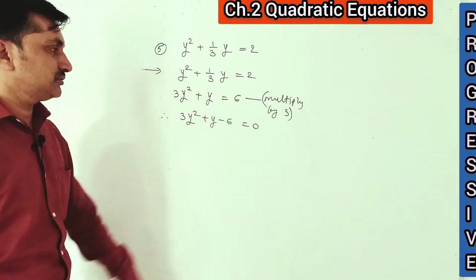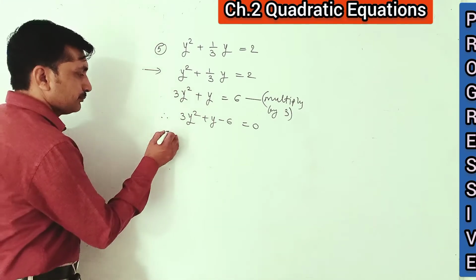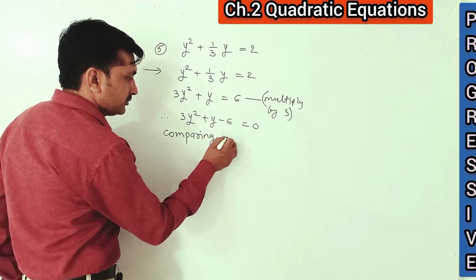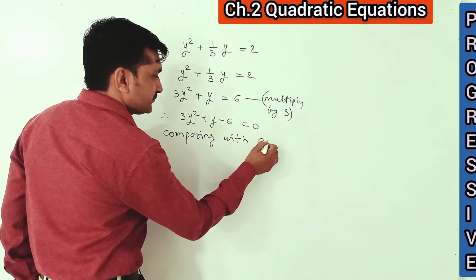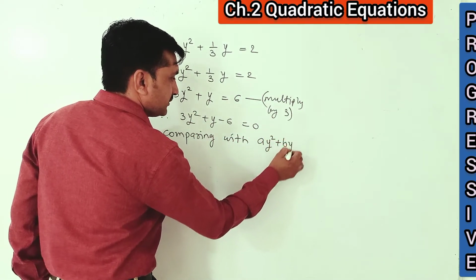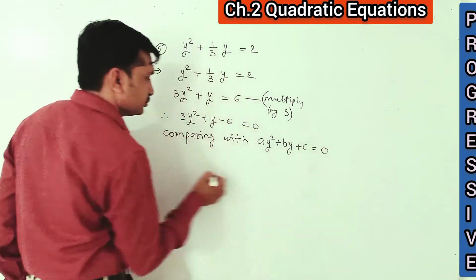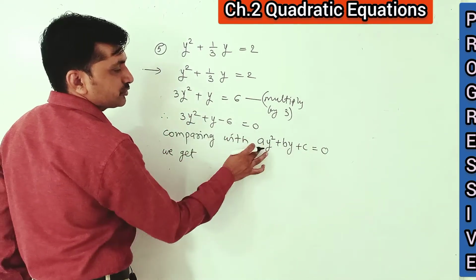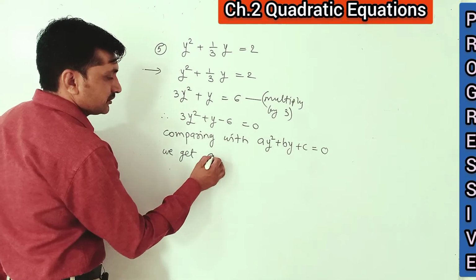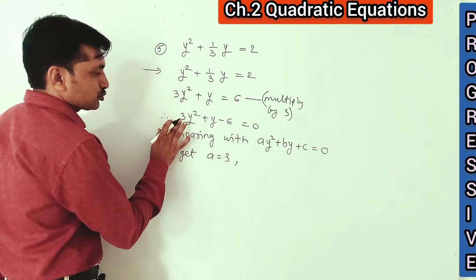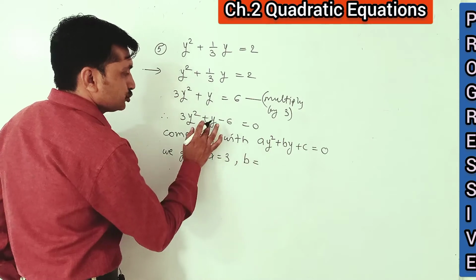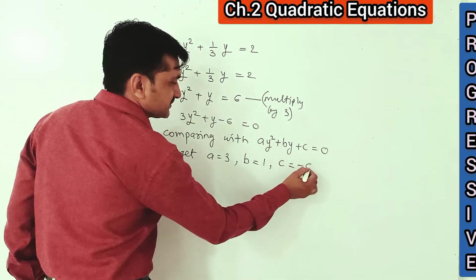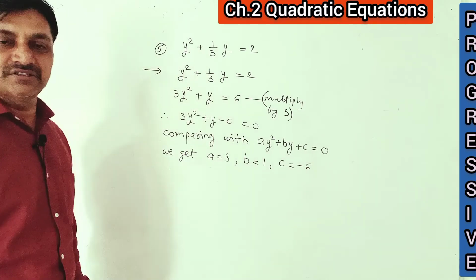Now this equation is in standard form. Now compare with general. Comparing with ay square plus by plus c is equal to 0, we get, variable is y, that's why in general form we wrote y here. We get a is equal to 3, first coefficient, b is equal to 1, second coefficient, c is equal to third minus 6. These are ABC values.